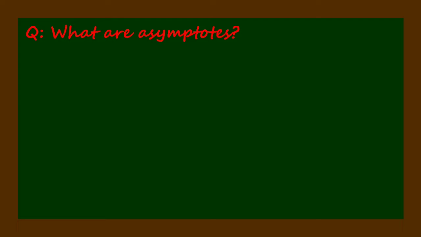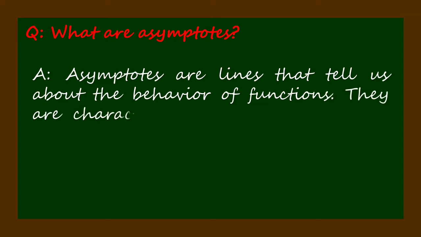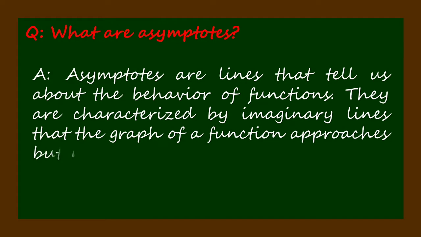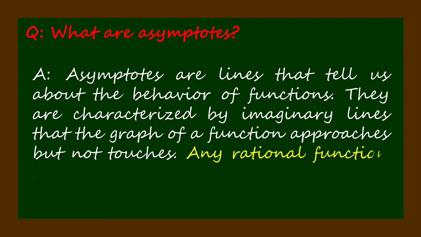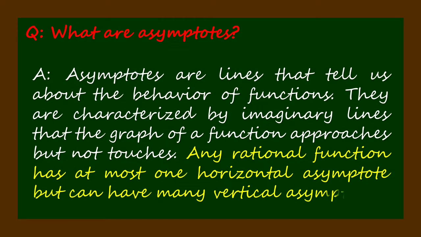What are asymptotes? Asymptotes are lines that tell us about the behavior of functions. They are characterized by imaginary lines that the graph of a function approaches but does not touch. Any rational function has at most one horizontal asymptote, but can have many vertical asymptotes.